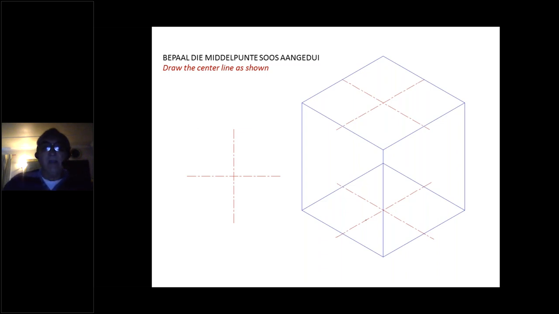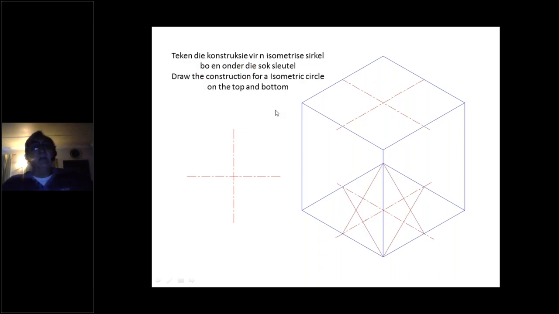But when we talk about isometric circle, it means that your radius from there to there, from there to there, from there to there, the radius is all the same. But because of its isometric circle, it will now look like an ellipse, but it's not an ellipse, it's an isometric circle. And there's certain constructions that you do to construct that circle. Right, let's start with the construction method for the isometric circle.